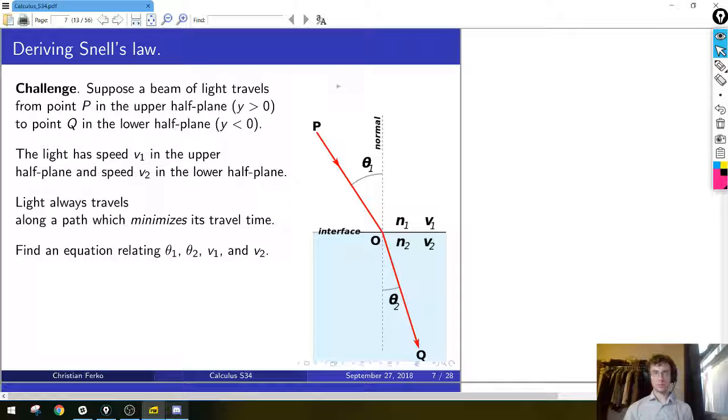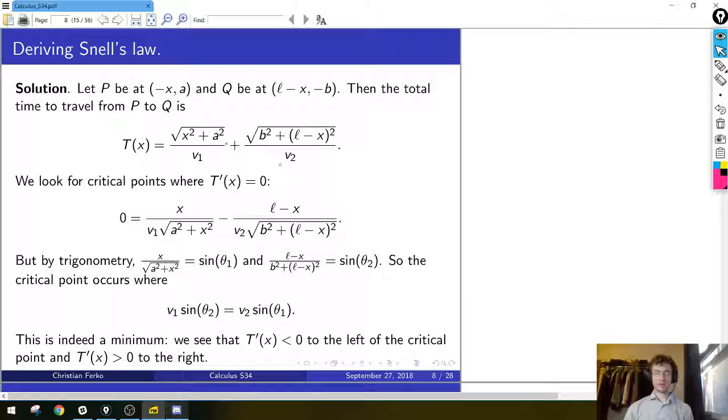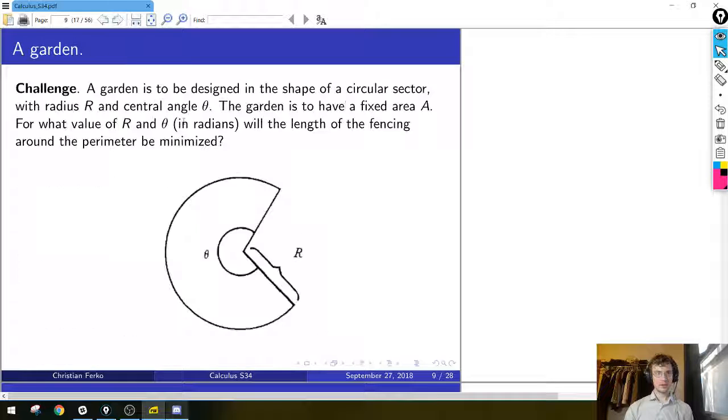We did that by assigning letter values to the points P, O, and Q, and then using those to write down the time it takes for light to travel from P to Q, and then we minimized that function. We saw that answer last time. We got this nice function by Pythagoras. We looked for critical points, and then we re-expressed this in terms of angles to get this Snell's law result. So that was the first nice result.